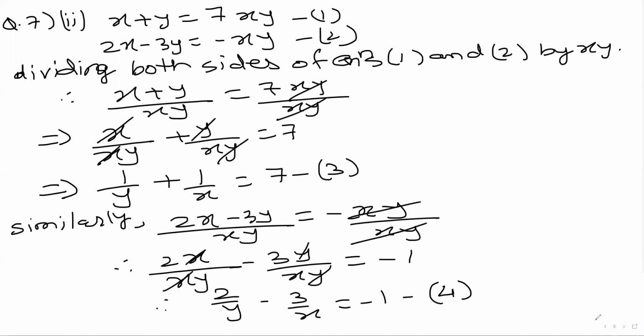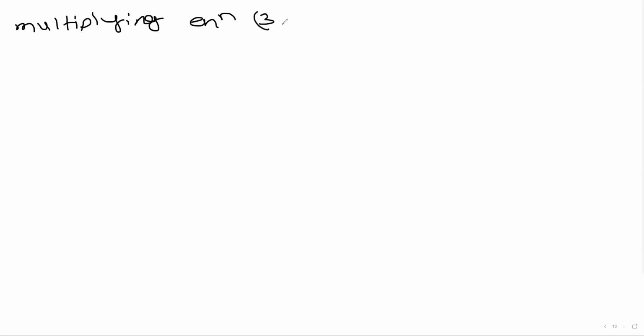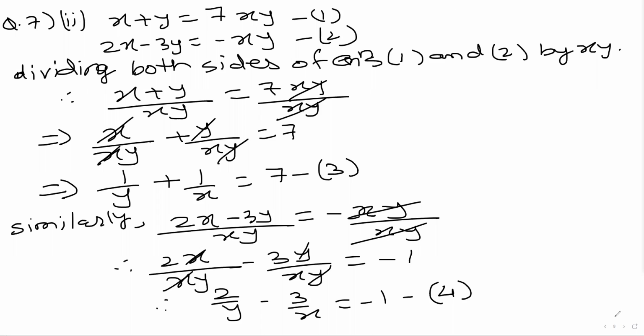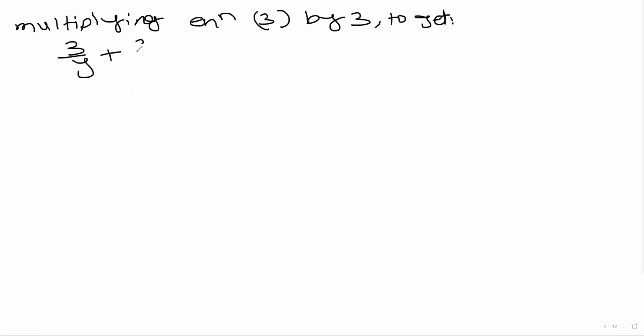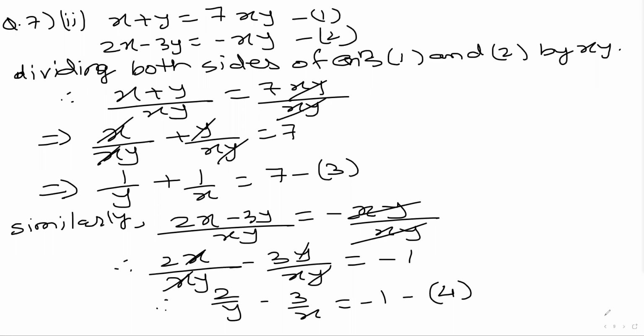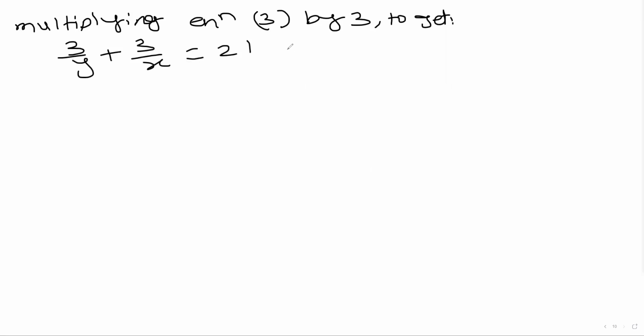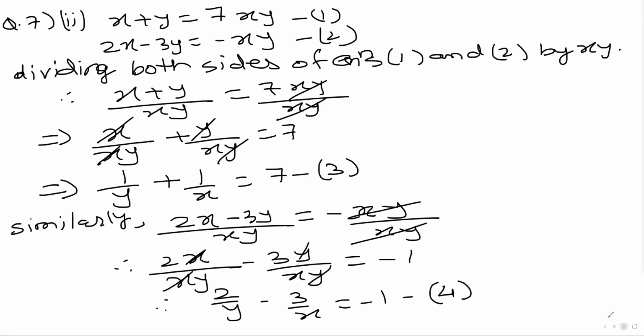So write down multiplying equation 3 by 3 to get 3 upon y plus 3 upon x is equal to 21. Call this equation 5.